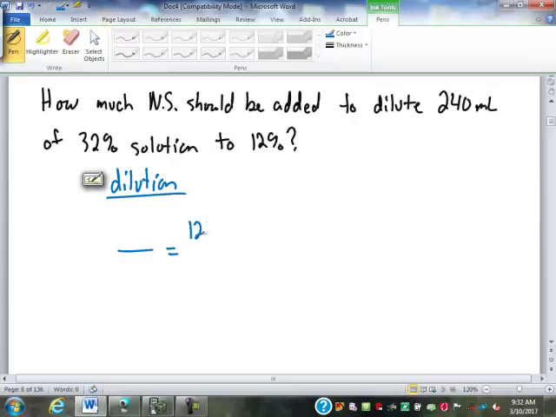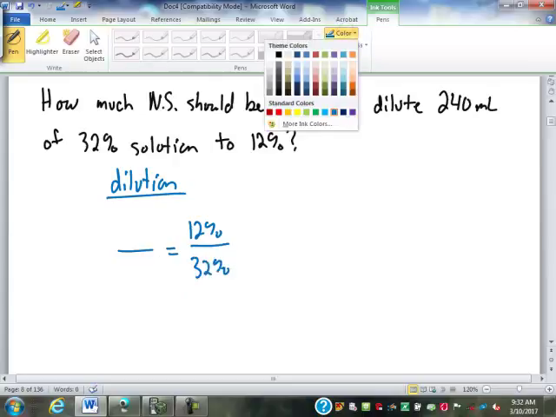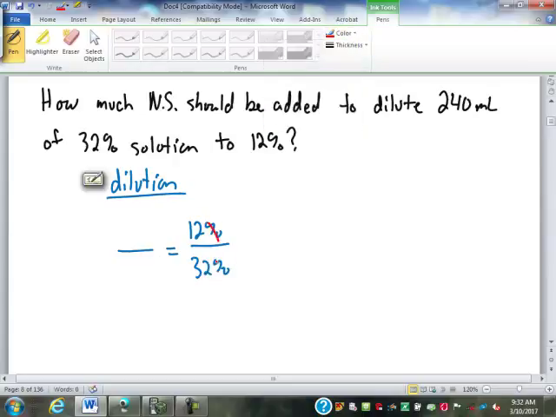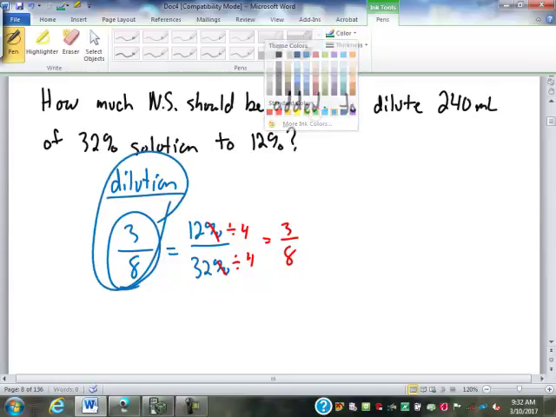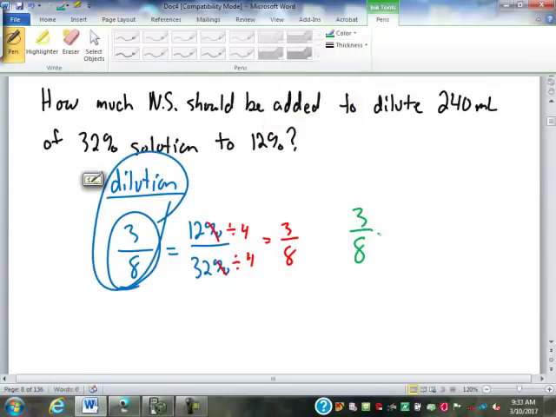So we've got 12% is the new percent, the diluted percent, and 32 is the concentrated percent. If we reduce those, both once again will divide by 4, gives me a 3:8 dilution. So our dilution is 3:8. So that means we have the 3:8 dilution.